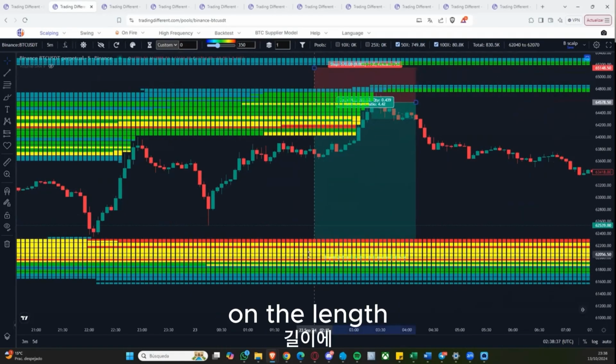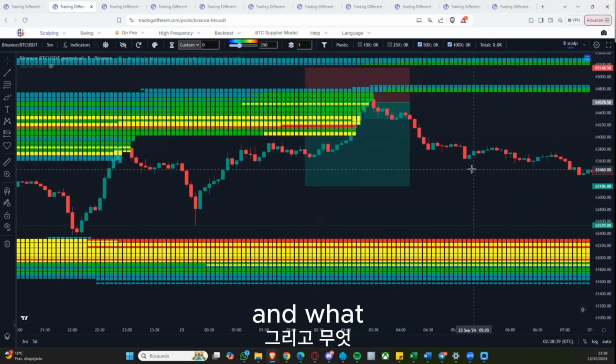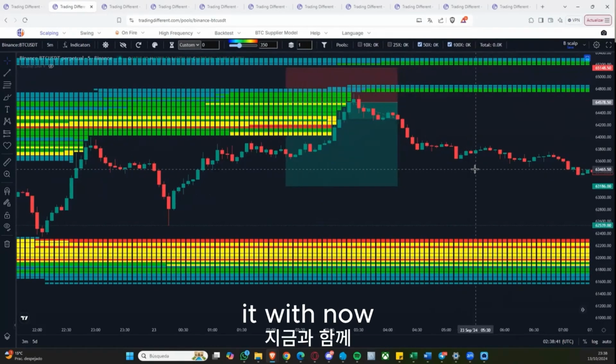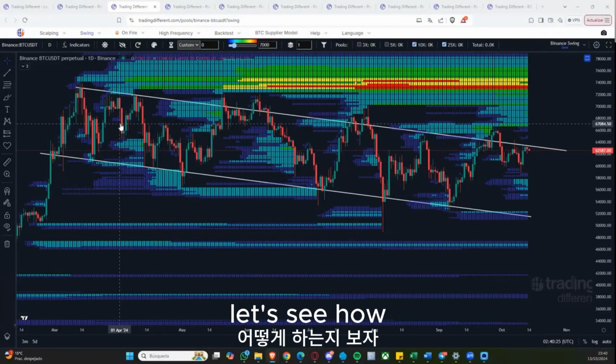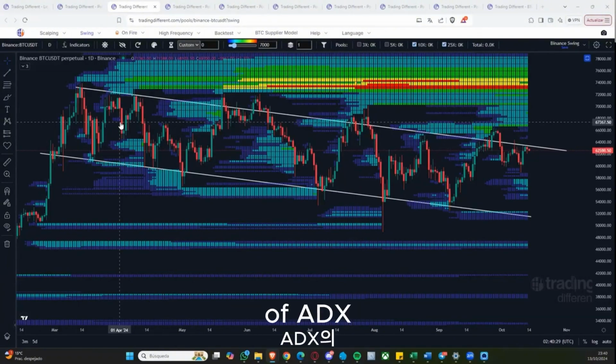This will depend on the length of the short we are looking for and what strategy we are combining it with. Now let's see how the liquidation heat map is applied in each strategy. This approach makes any strategy much more efficient. Let's see how it is applied on a 4-hour chart, using a combination of ADX and moving averages.